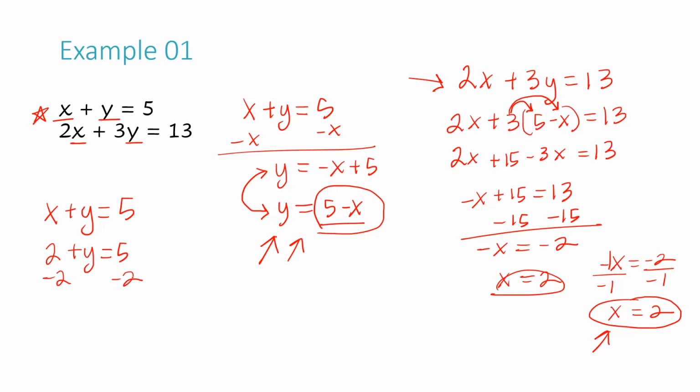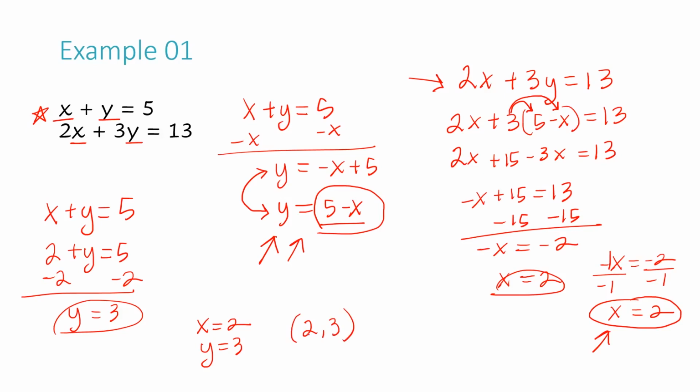Subtract 2 from both sides because I'm isolating y to figure out what it's going to equal. This goes away. I'm left with y equals 3. So the answer to this problem is x equals 2 and y equals 3, okay? That could be written as an ordered pair. It could be written as (2, 3), okay?